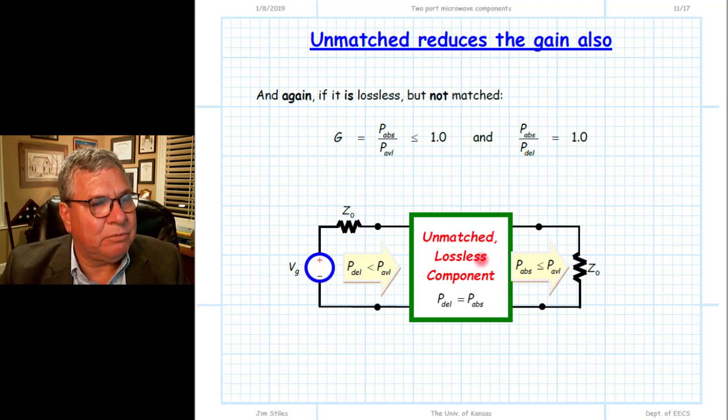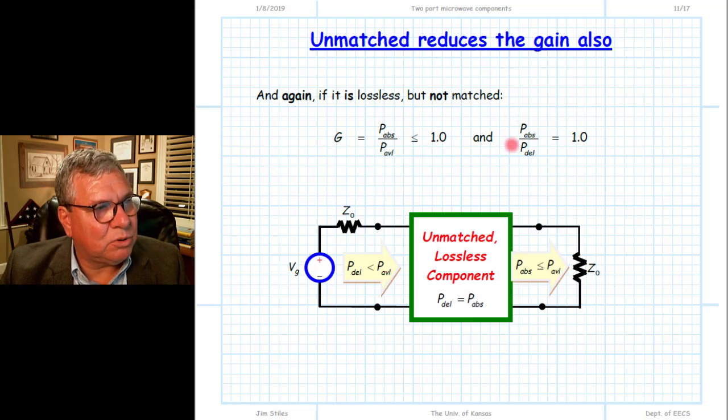This gain is if we have a lossless device. But what about the gain defined as the power absorbed by the matched load to the power available of the matched source? In this case, because we don't have a matched device, the power delivered by our matched source will be less than the power available. We're not extracting the energy at the maximum rate because this input impedance is not equal to Z0. It's not equal to the complex conjugate of Z0. We don't have a conjugate match. And so delivered power is less than the available power.